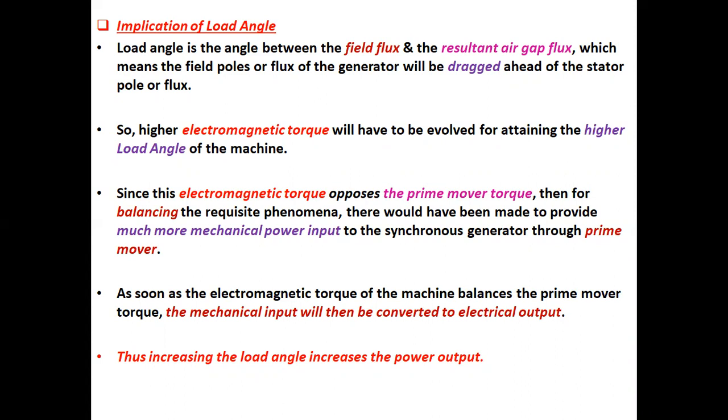Since this electromagnetic torque opposes the prime mover torque, to balance it there has to be much more mechanical power input to the synchronous generator through the prime mover. As soon as the electromagnetic torque of the machine balances the prime mover torque, the mechanical input will then be converted to electrical output. It is very important to note: increasing the load angle increases the power output.